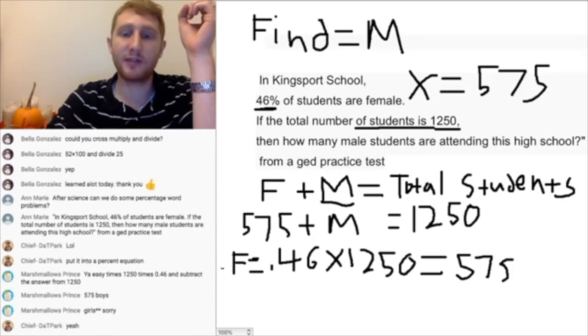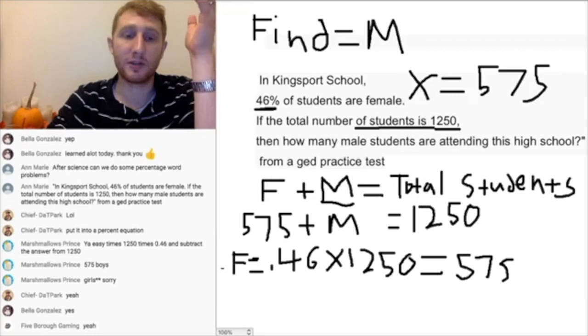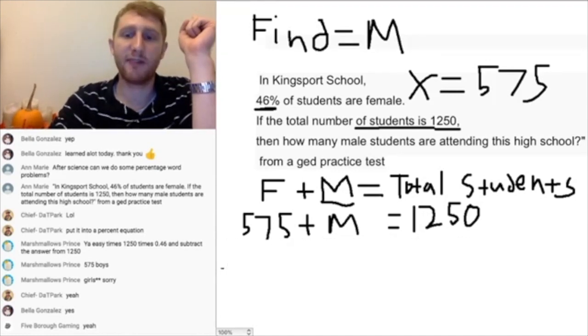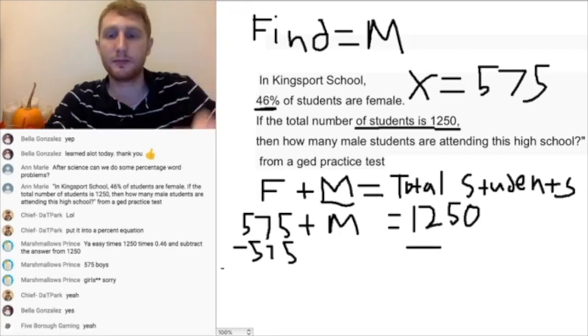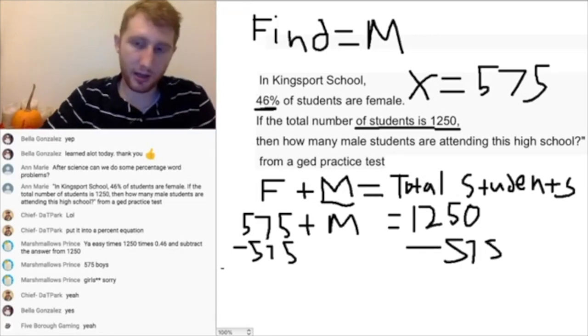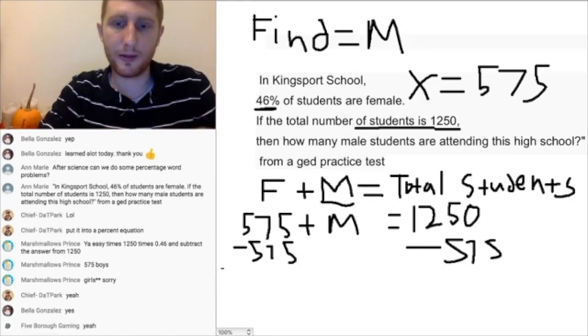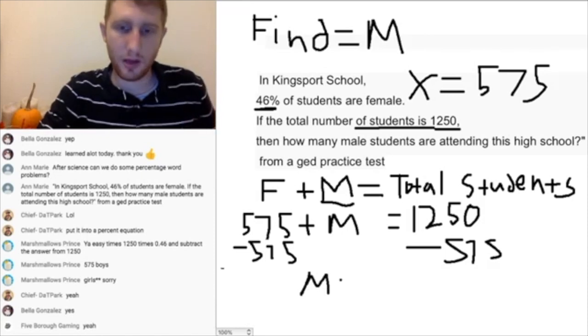So we now have 575 plus m equals 1250. All we do now is subtraction. We just subtract 575 on both sides of our equation. Let's see if my calculator can survive this. 1250 minus 575 is 675. So m equals 675.